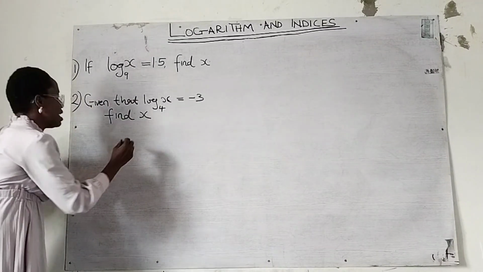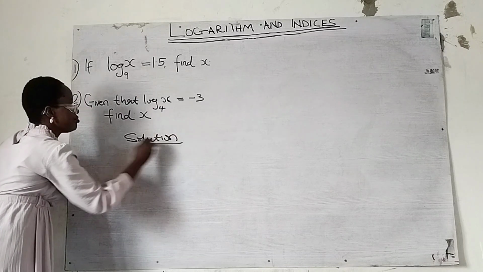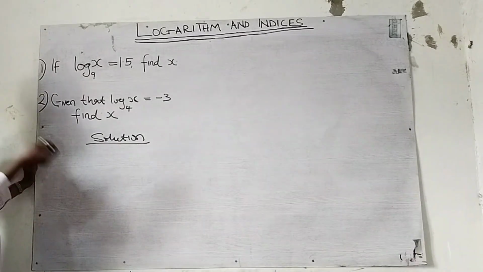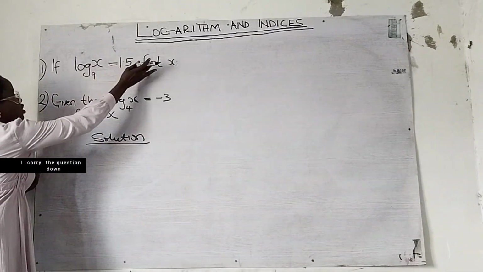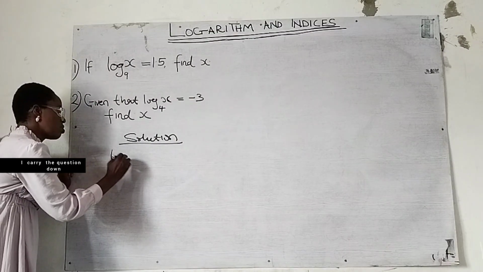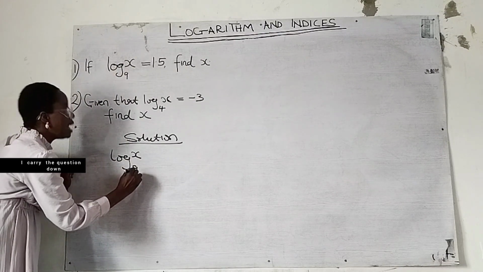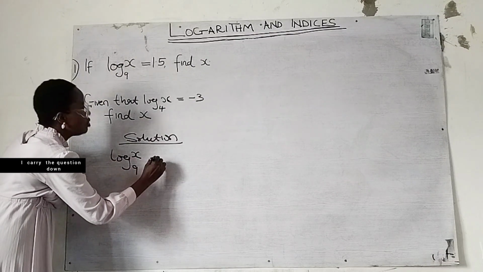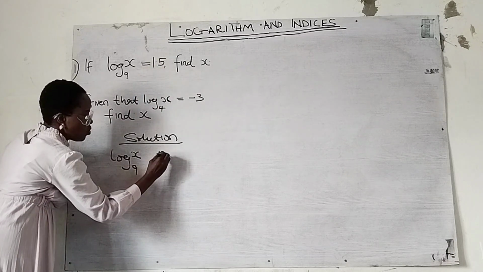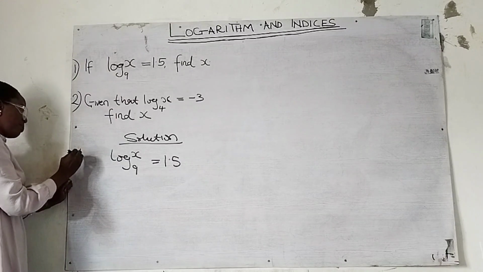Write our solution as usual. I want to start solving from the first one, so I carry it down. Log x to base 9 is equals to 1.5. That's the number one question.